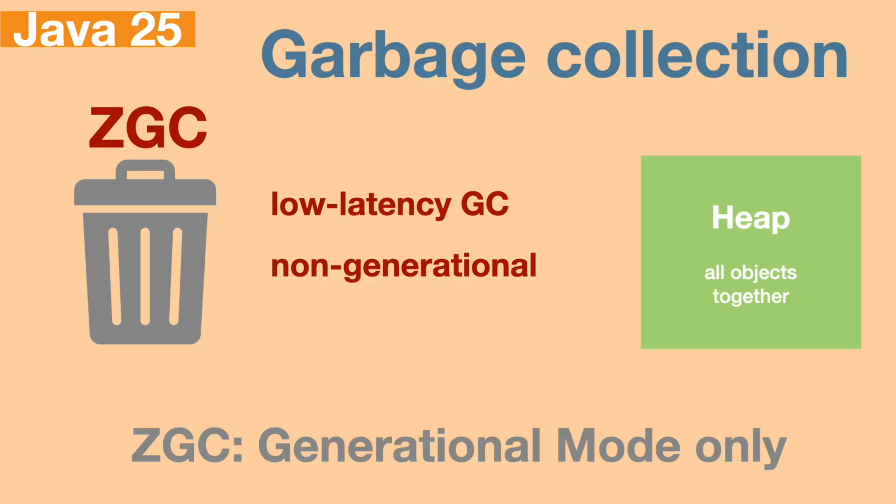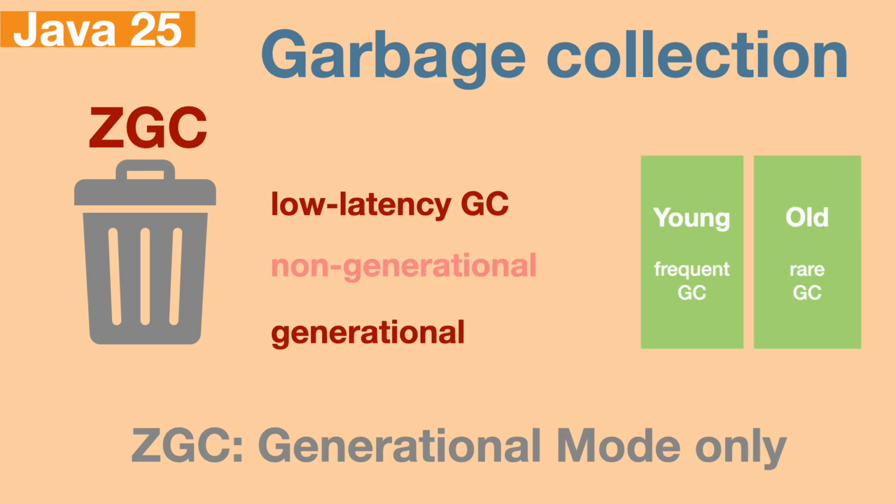Let's have a look at important changes related to garbage collection. Starting Java 25, ZGC has generational mode only. What does it mean? ZGC is a low-latency garbage collector which does the majority of its work concurrently. Non-generational GC currently stores all objects together, regardless of age, so it must collect all objects every time it runs.